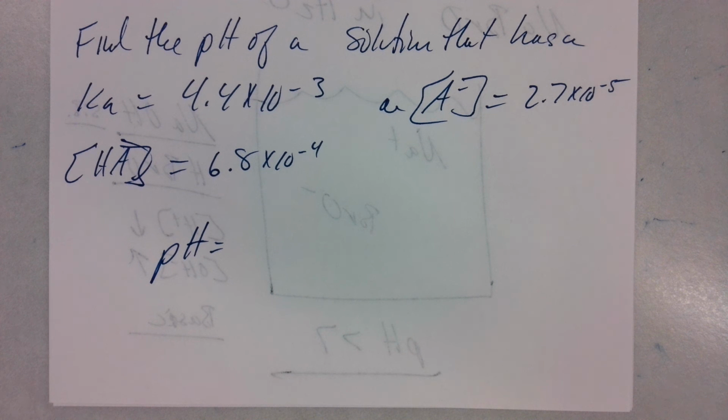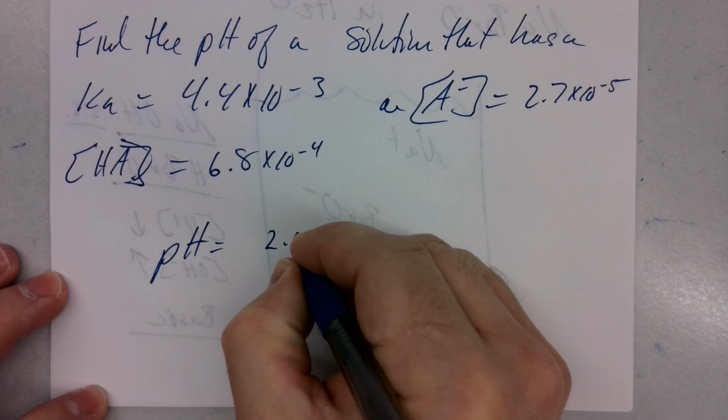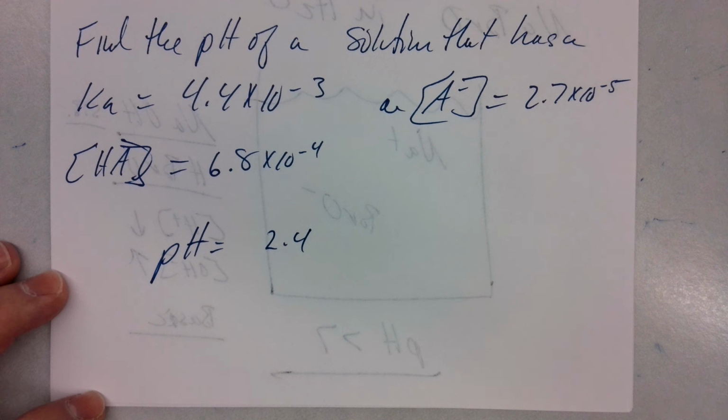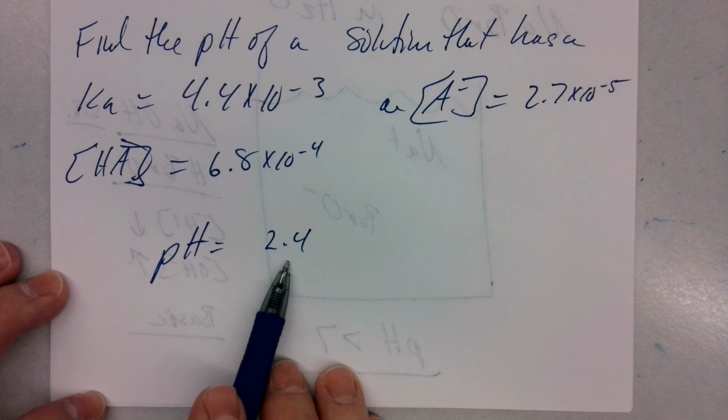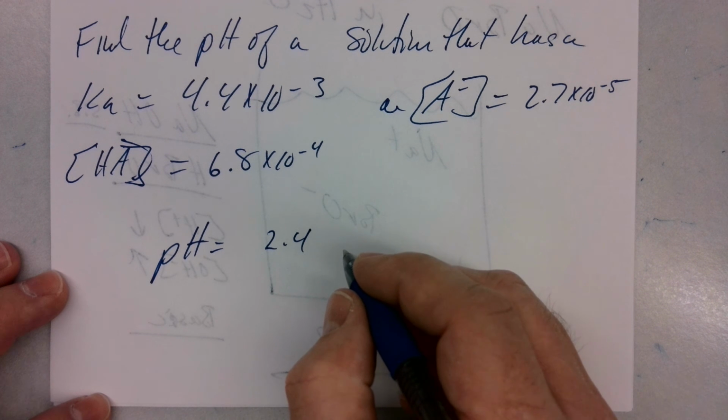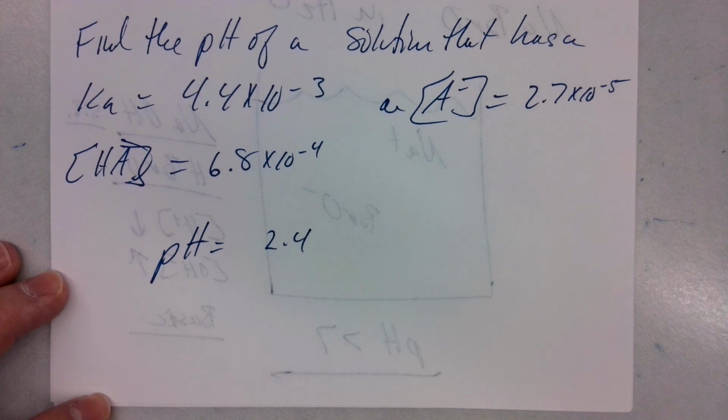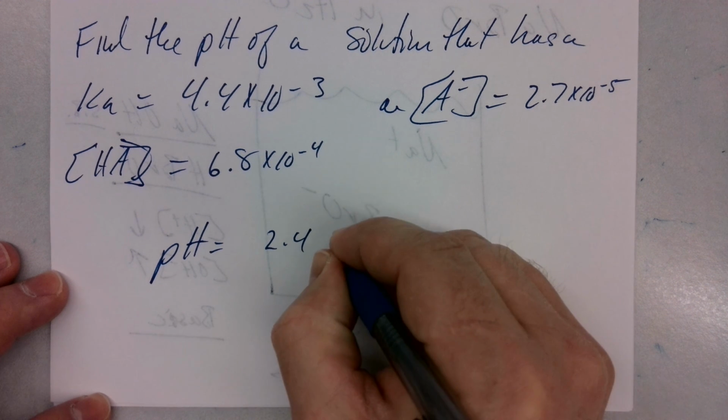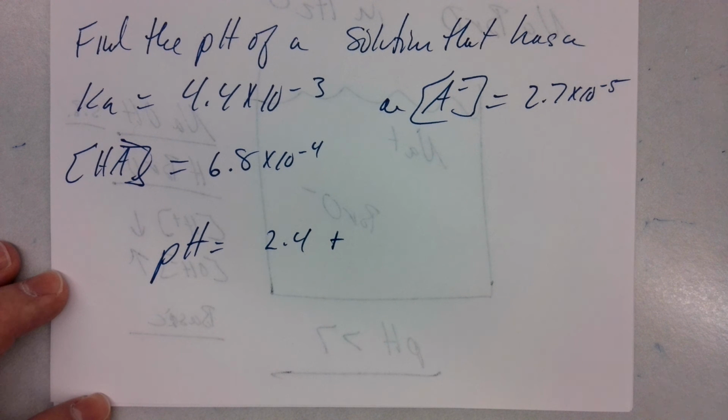Brian, you got me an answer? What'd you get? I got 2.4. 2.4? Anybody else get 2.4? Now is that just your pKa or is that your answer? I'll bet that's just your pKa. You do the negative log of Ka, right? Yeah. That's my pKa, but then I got to add to that 2.7 times 10 to the negative fifth divided by 6.8. Check your math.